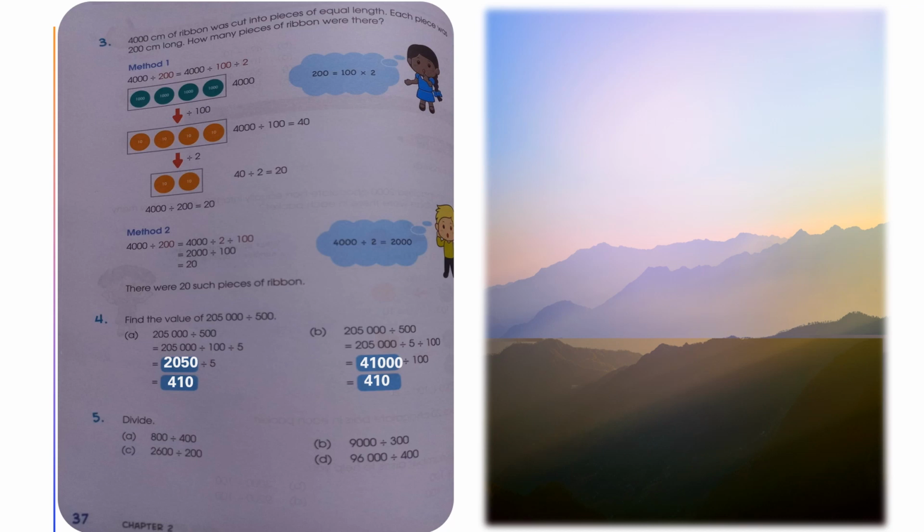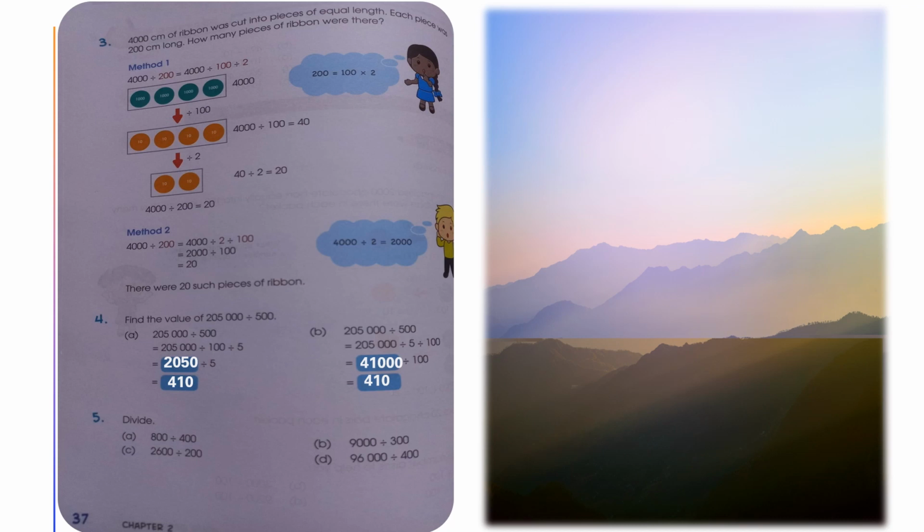Question 3 says 4000 centimeters of ribbon was cut into pieces of equal length. Each piece was 200 centimeters long. How many pieces of ribbon were there? In order to find out the answer, we have to divide 4000 by 200, because the total length of the ribbon was 4000 and each piece is 200 centimeters long. So when we divide 4000 by 200, we will have the number of pieces.